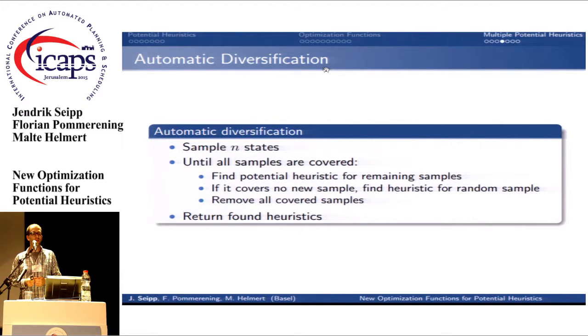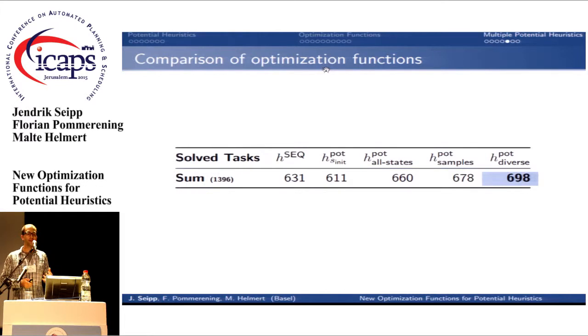The procedure iterates until all samples are covered and finds a potential heuristic for the remaining samples. Only if it covers no new additional sample, we find a potential heuristic for one of the remaining samples randomly, and afterwards we remove all the covered samples. Once all samples are covered, we return the set of found heuristics. This approach actually works much better than all the previous approaches for this setting, and it solves 698 tasks.